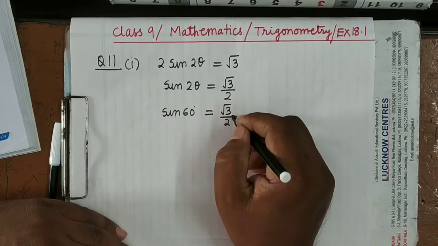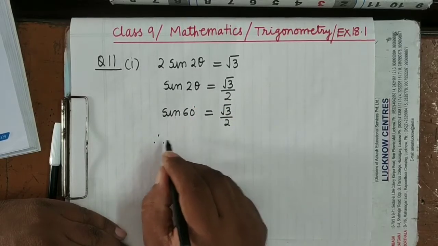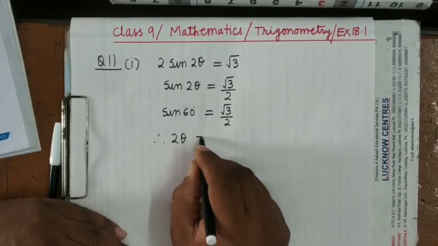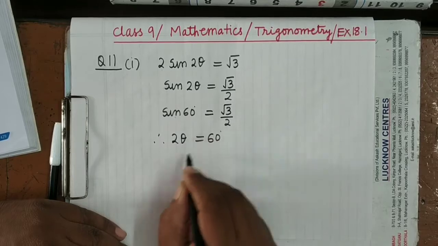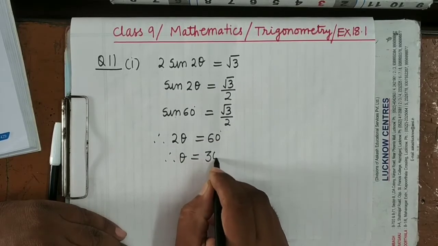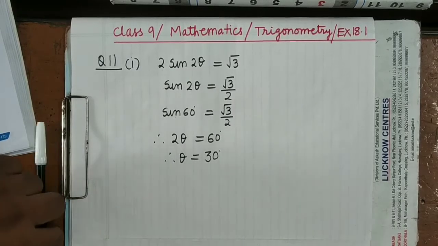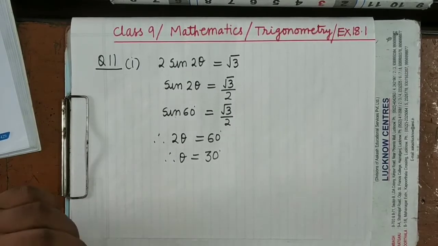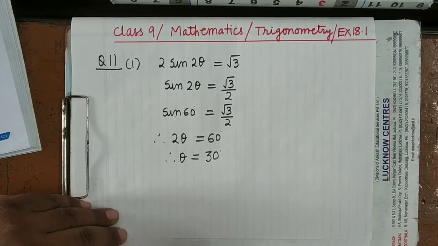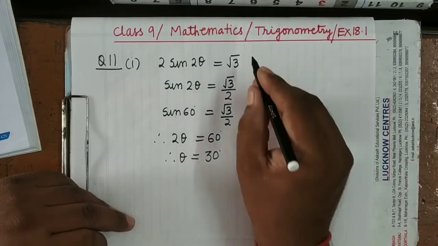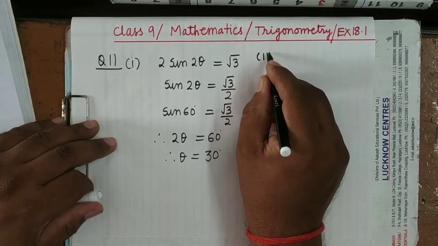So RHS are equal, therefore 2 theta will be equal to 60 degree. 2 theta equals 60 degree, therefore what will be theta? It will be equal to 30 degree. It's clear? Theta equals 30 degree. Now this question is finished. You can see the second part of this.